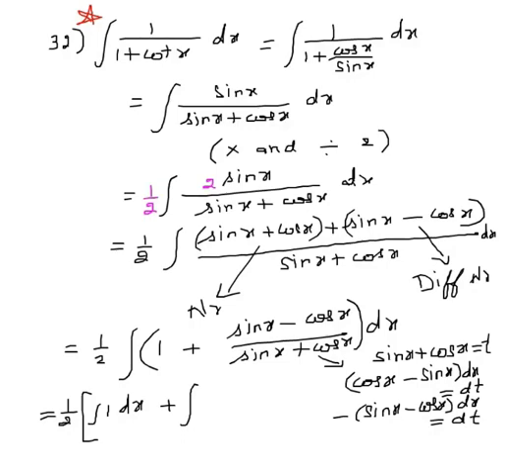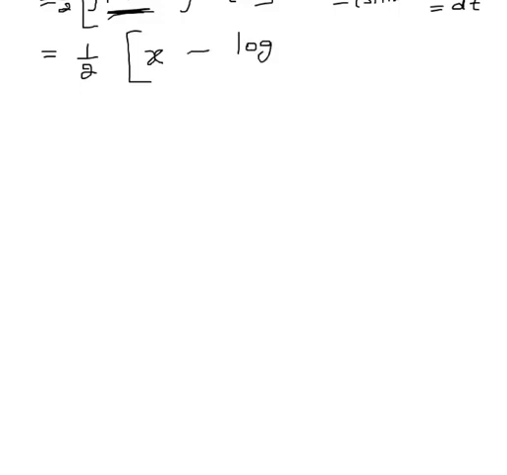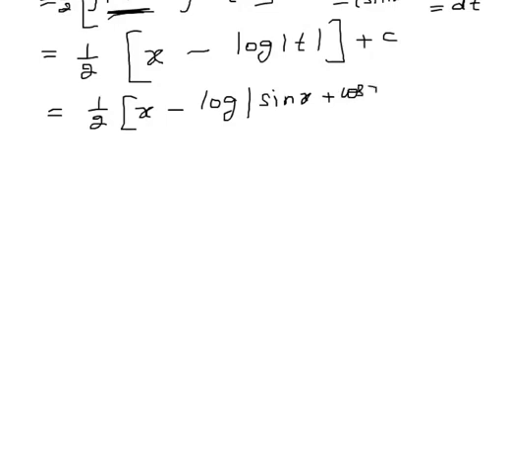integral, the numerator becomes minus dt and the denominator is t. Let us integrate and write half into, the integration is done with respect to x, so integral of 1 is x, minus integral of 1 by t is log of absolute value of t plus c. Substitute for t, sin x plus cos x. Therefore, the answer is half of x minus log of absolute value of sin x plus cos x plus c.